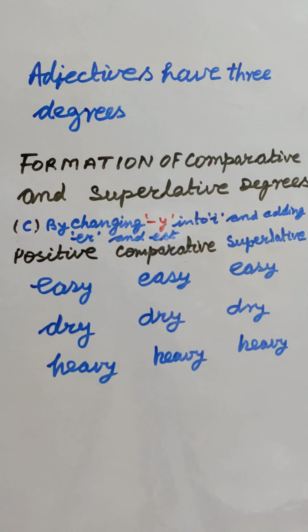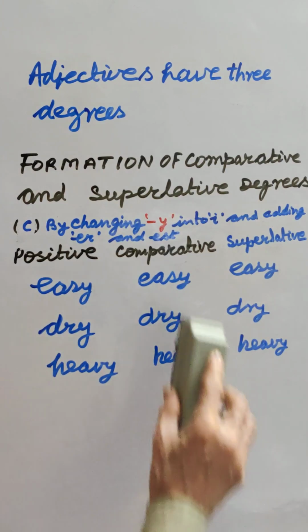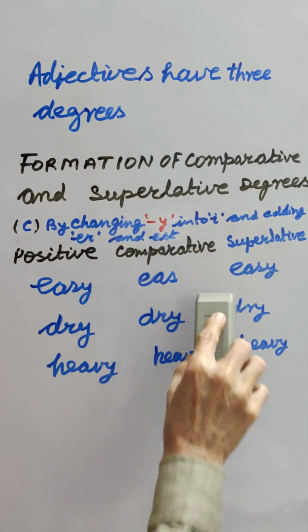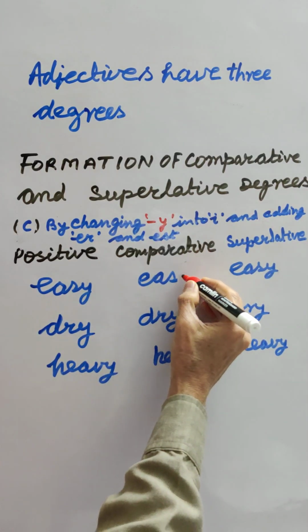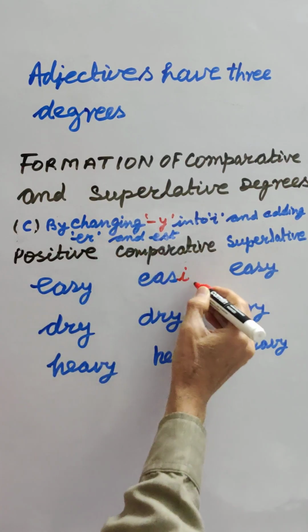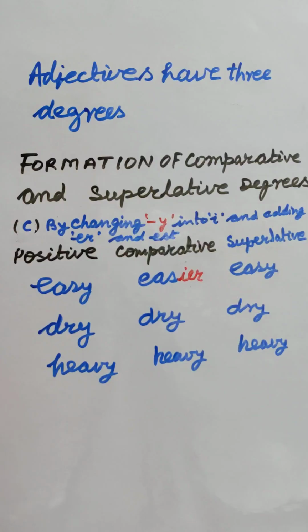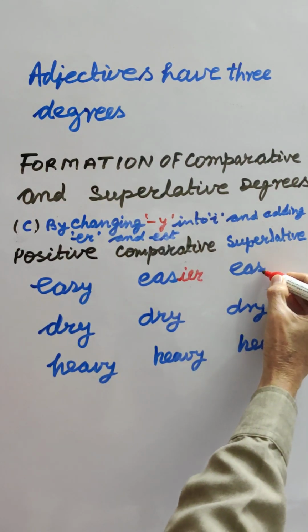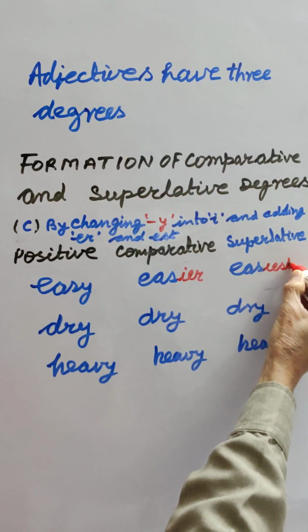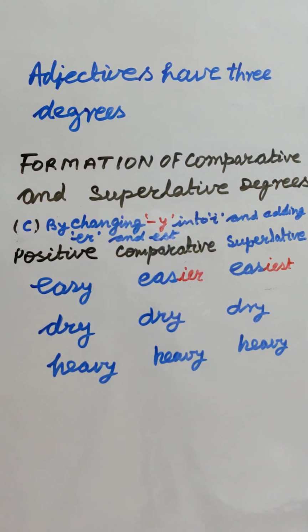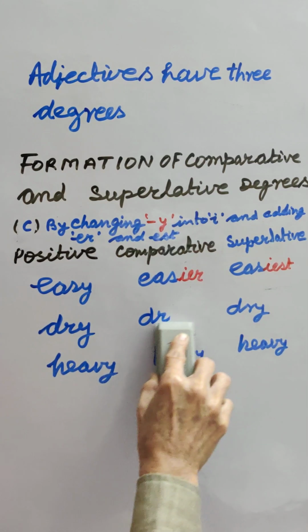By changing y into i and adding er and est, as there is the word easy, so we shall remove y and add i in its place, and thereafter add er here, er for comparative, and so as for superlative we shall remove y and add i, est, easiest. Easy, easier, and easiest.